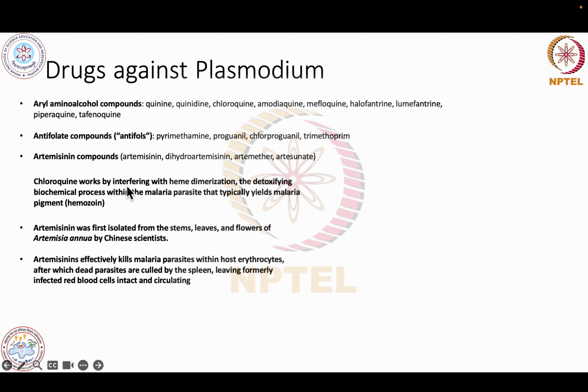Chloroquine works by interfering with heme dimerization, the detoxifying biochemical process within the malaria parasite that typically yields malaria pigment or hemozoin. Artemisinin was first isolated from the stems, leaves, and flowers of Artemisia annua by Chinese scientists. Artemisinin effectively kills malaria parasites within host erythrocytes, after which dead parasites are cleared by the spleen, leaving formerly infected red blood cells intact and circulating.